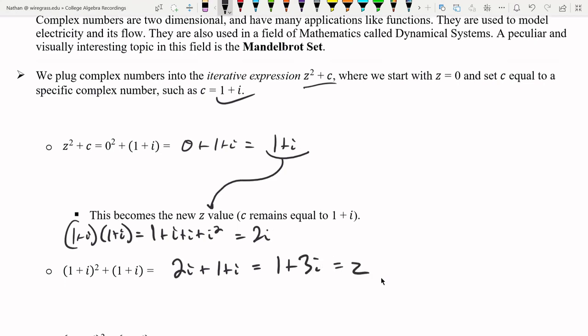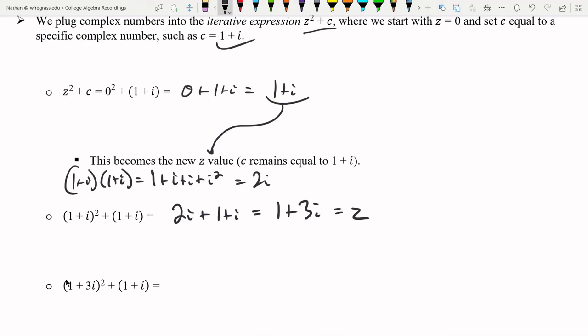So plug it in again. z becomes 1 plus 3i squared. Then c is still 1 plus i. We still haven't changed that from the very beginning. 1 plus 3i times 1 plus 3i is 1 plus 3i plus 3i plus 9i squared. That's going to be negative 9 plus 1.